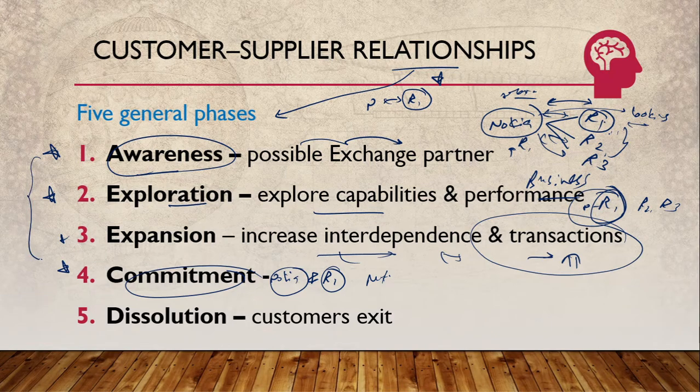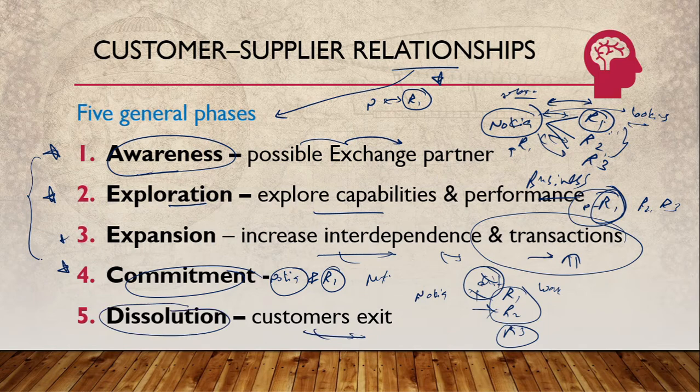Whereas if you see the fifth stage, let's say the relationship between Nokia and the raw suppliers is not good, then eventually Nokia will not work with these companies, rather it will go through R3. So R1 and R2 will exit the relationship. This exiting of relationship is nothing but the dissolution. So these are the 5 general phases which are formed in a customer-supplier relationship. That is, the awareness is the first stage, where you get aware of the other organization.